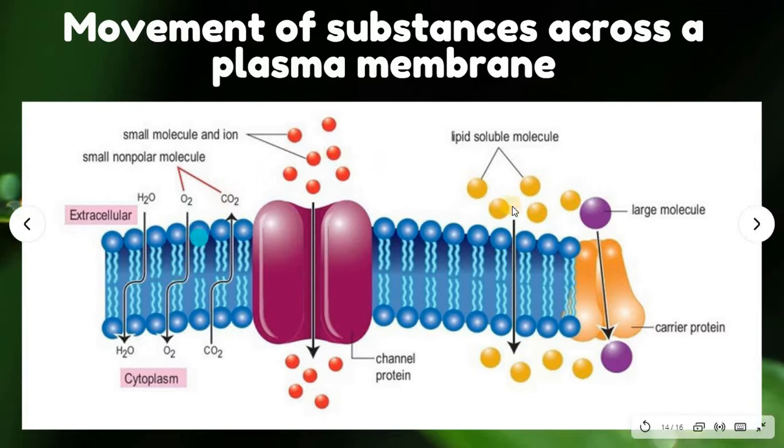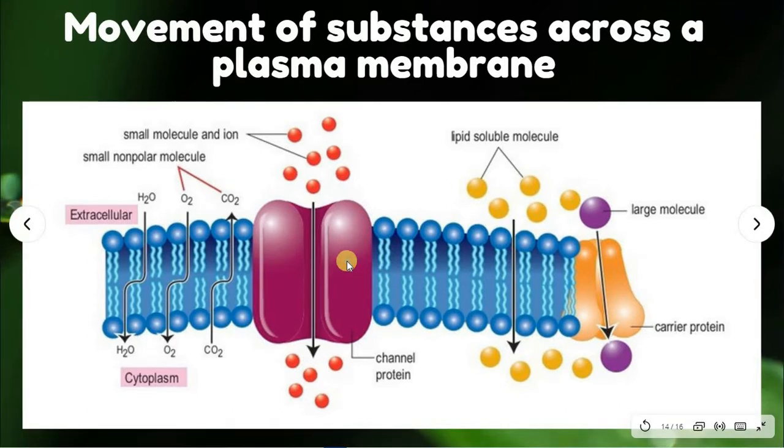Let's take a look at this one also. The lipid-soluble molecules, for example fatty acid, glycerol, and vitamins A, D, E, K, also move by what process? By simple diffusion, because they are lipid-soluble molecules. What about this one? What type of transport is this?